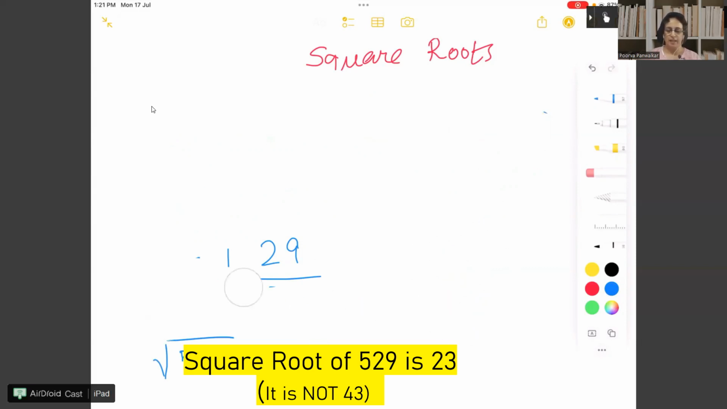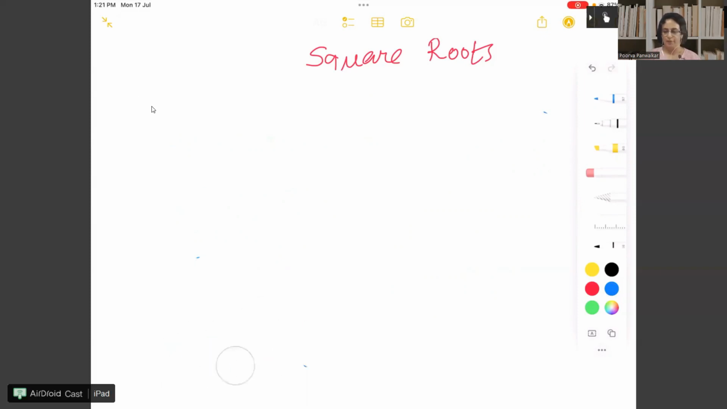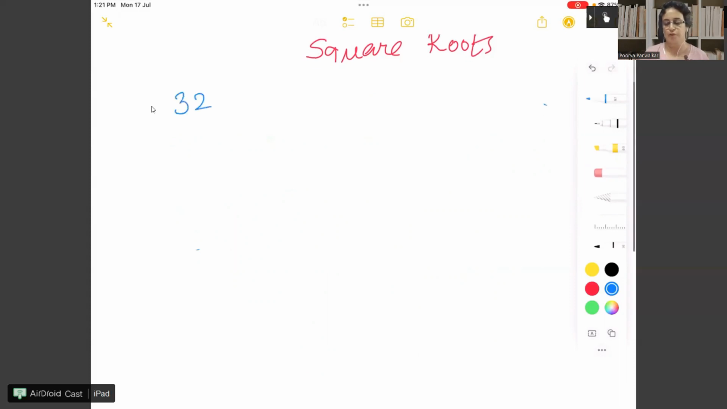So let us now take a 4-digit number, which will be a little bit more challenging. So my next number is 3249. Now this being a 4-digit number, my groups are going to be easier, which is 32 and 49. I write it with a little bit of space.